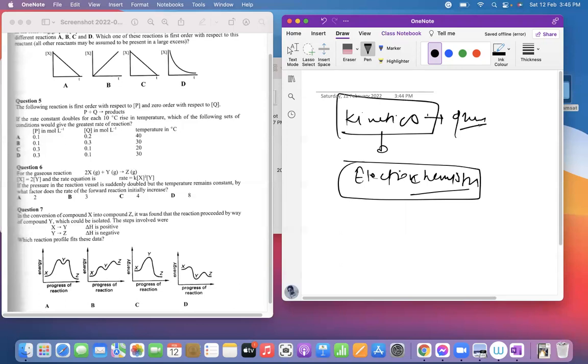Listen, I will do pH separately. Why? Because pH is a big chapter with a lot of content. So I will do pH alone: the pH, buffer solution, the Henderson-Hasselbalch equation, and these kinds of things. And my target is to cover everything in general chemistry before the end of February.